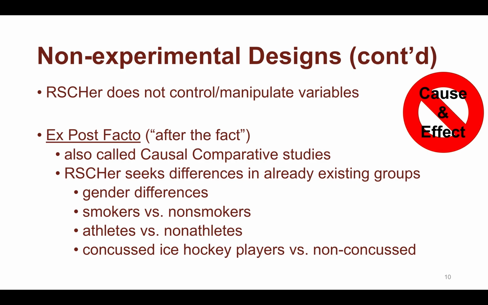So the researcher basically is seeking whether there are differences in already existing groups, such as between men and women, between smokers and non-smokers, between athletes and non-athletes, or just as another example, maybe we want to know if ice hockey players who have experienced a concussion are more aggressive than those who have not experienced a concussion. So again, that's not something that the researcher should be manipulating. Obviously, you don't want to give people concussions. That would be unethical. So you might just collect data on players who are known to either have or not have a concussion.